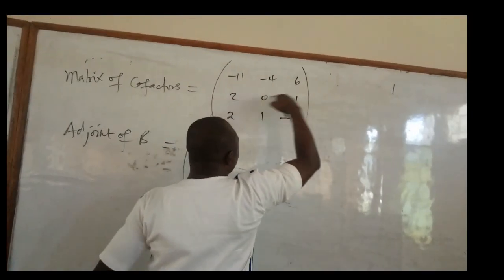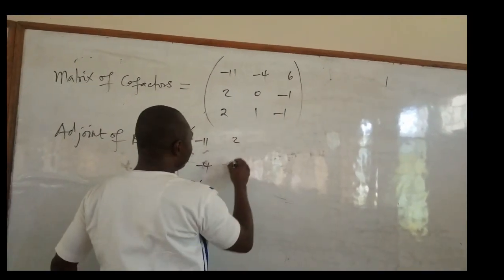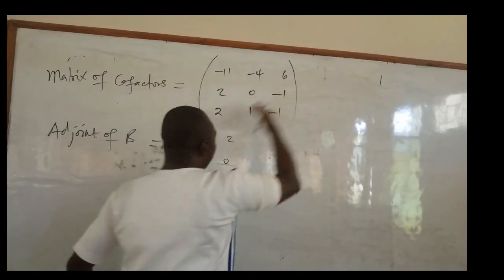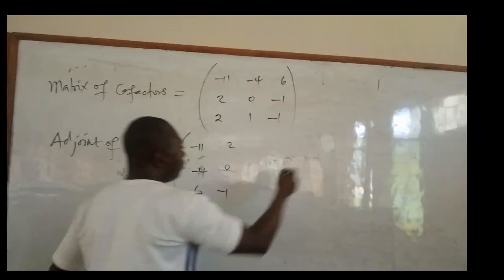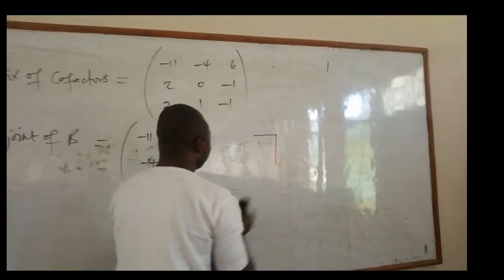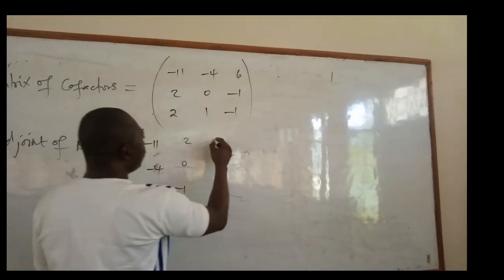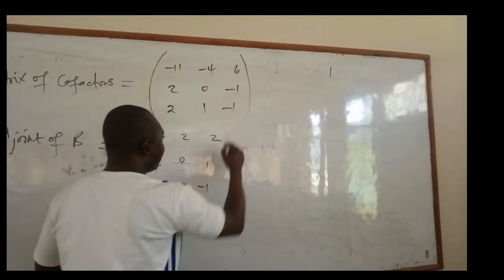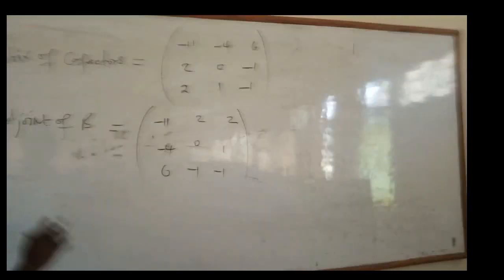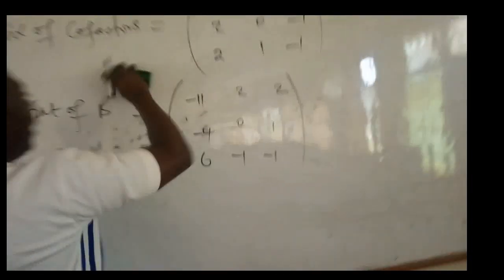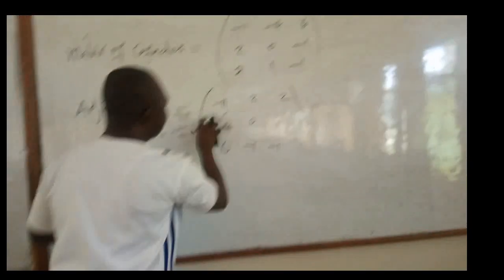Now pick this one, 2, 0, negative 1. You pick it this way and place it this way. Then the last one will be 2, 1, negative 1. So this is the adjoint of B.